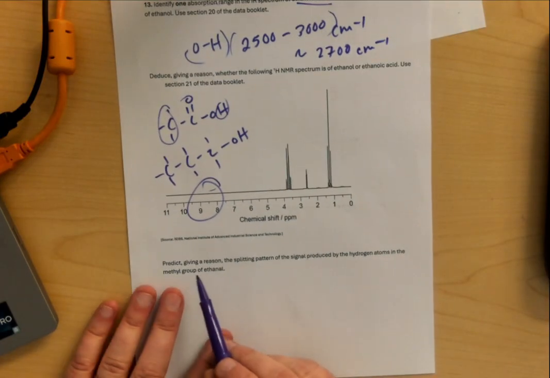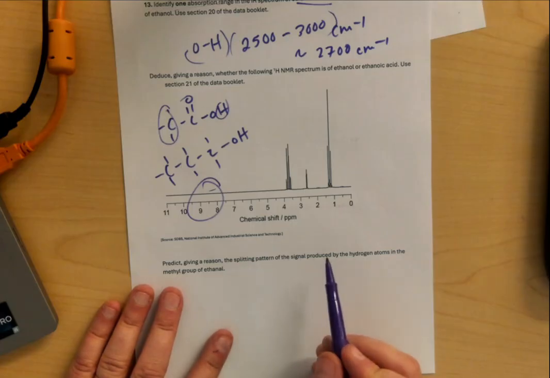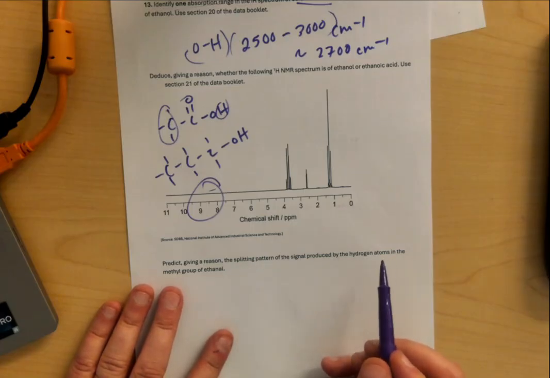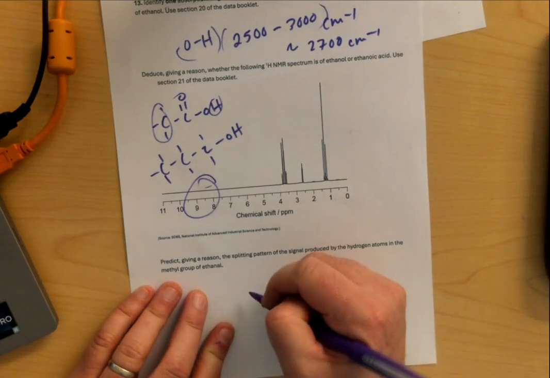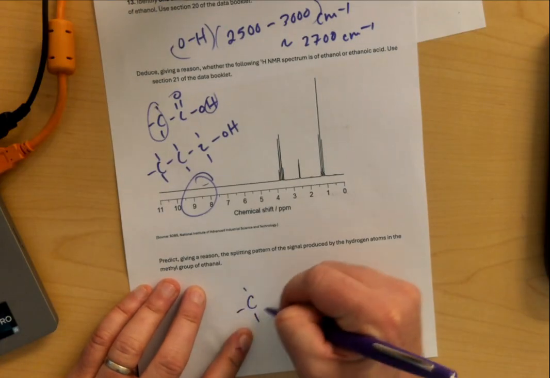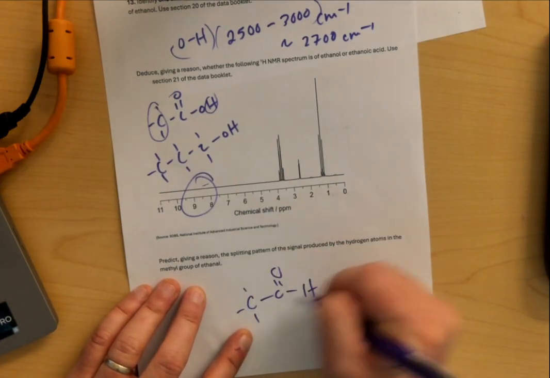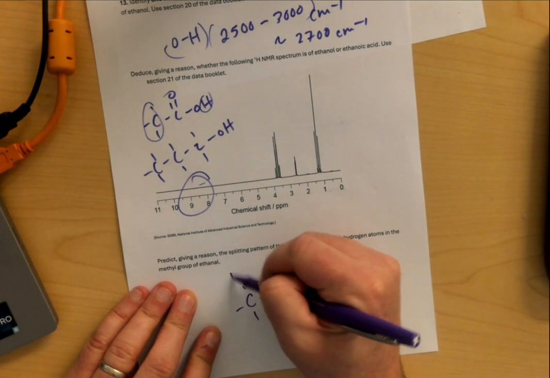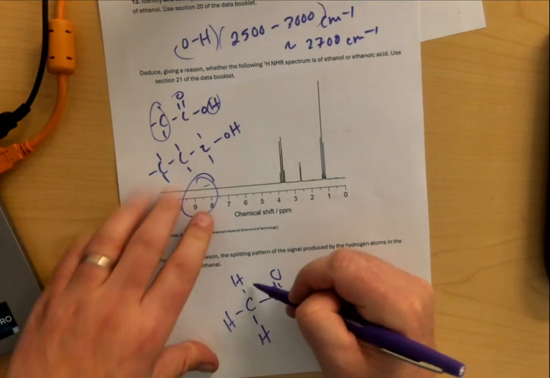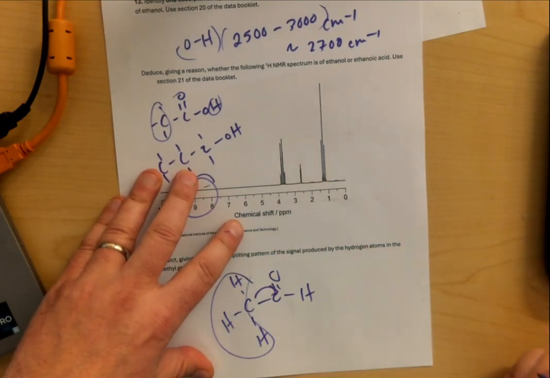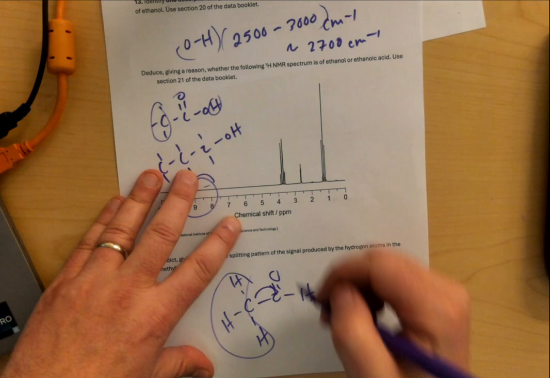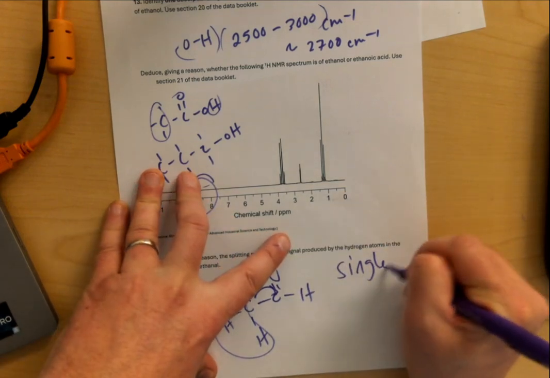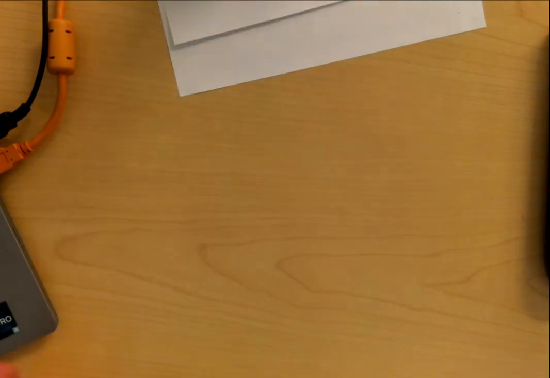And finally, predict giving a reason the splitting pattern of the signal produced by the hydrogen atoms in the methyl group in ethanal. Ethanal is the aldehyde. So the splitting pattern for the methyl hydrogens, the neighboring carbon has 0 hydrogens, so that would be a singlet. It's not as hard as you think it is.